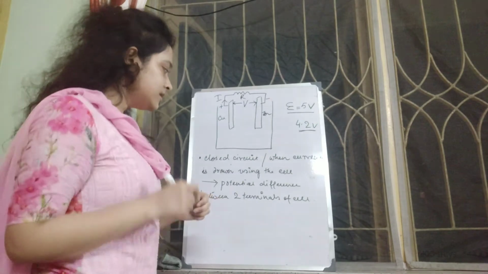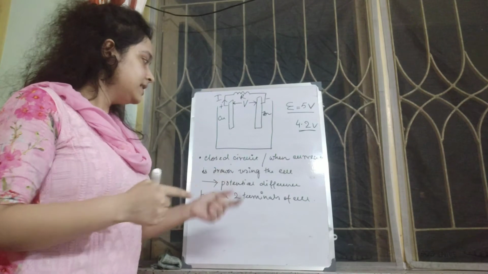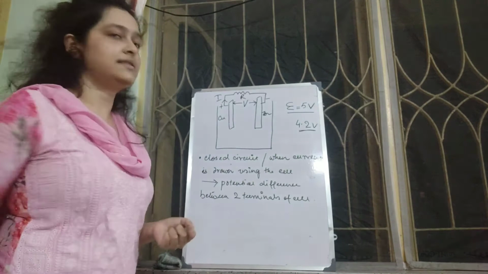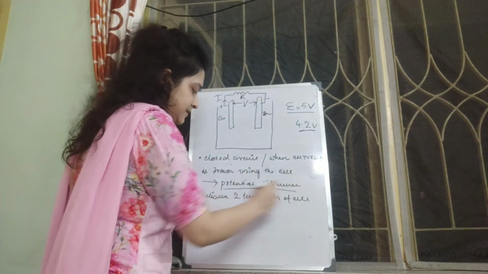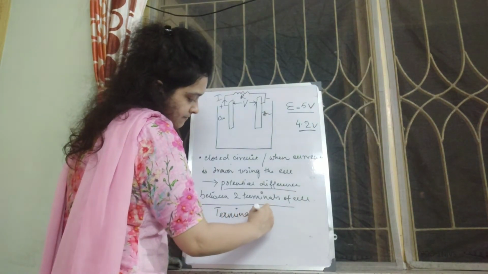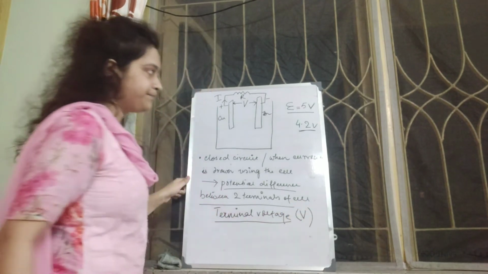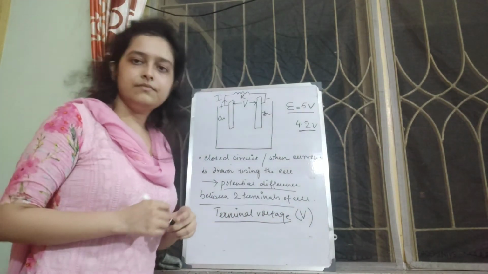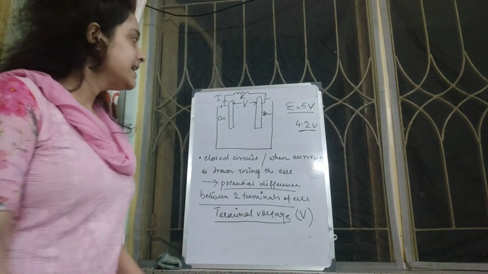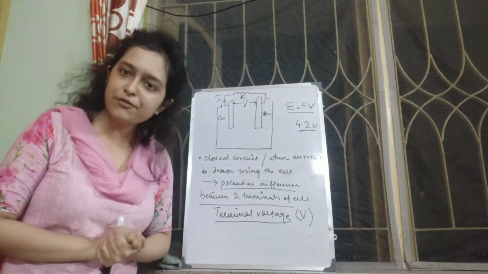Okay. So, we find that as soon as we start drawing current using the cell, the potential difference between the two terminals of the cell is now less than the EMF of the cell. That potential difference is now known as terminal voltage, denoted by capital V. This potential difference between the two terminals of the cell is called the terminal voltage, which is somewhat less than the EMF of the cell.